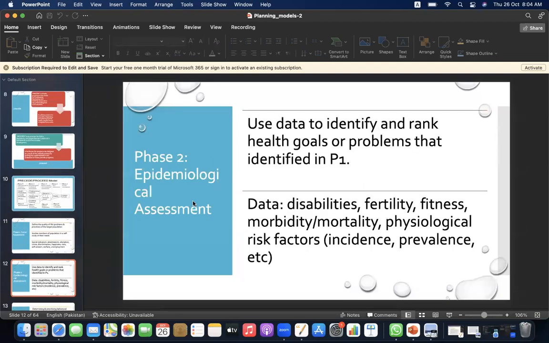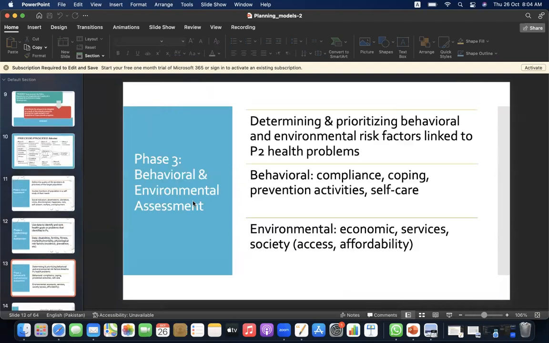Phase 2, which is the epidemiological assessment, uses data to identify and rank health goals or problems identified in phase 1. The data are disabilities, fertility, fitness, morbidity, mortality data, and physiological risk factors, which include incidence, prevalence, and so on.